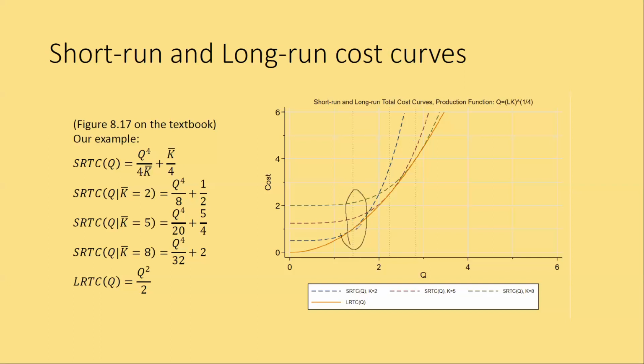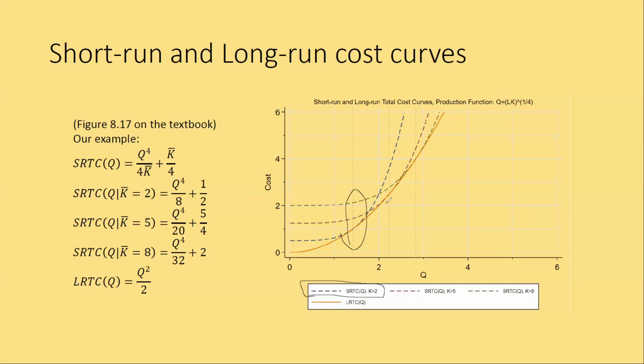At this point, the blue dashed line is the short-run total cost curve for k equals 2, right? And the red one is for k equals 5, and the green one is for k equals 8. And this blue line is the smallest of those 3. And it happens that the long-run total cost curve takes the smallest value of those 3.